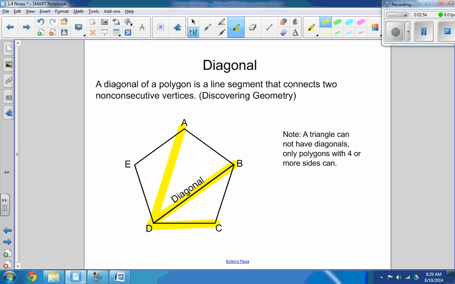Now note, a triangle does not have any diagonals. Only polygons with 4 or more sides can have diagonals. Well, why is that? If we draw a little triangle and I try to go from this vertex to another non-consecutive vertex, well, there is none. Those are the only vertices it can connect to, which are both sides. So a triangle does not have any diagonals.